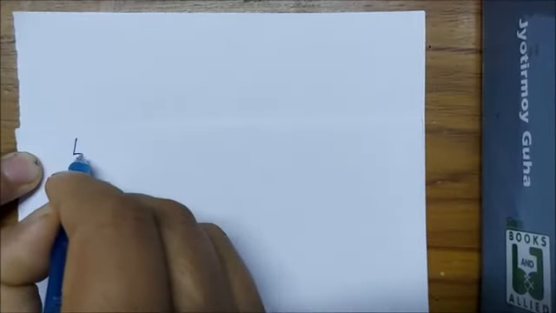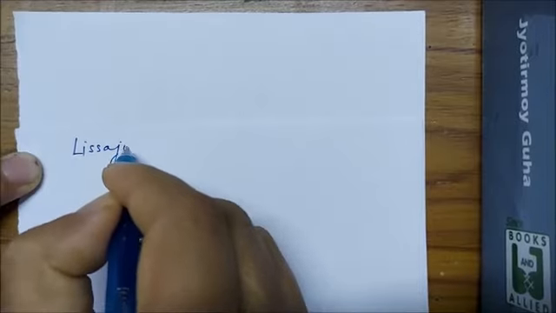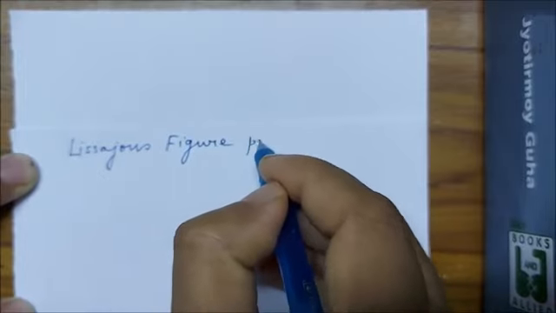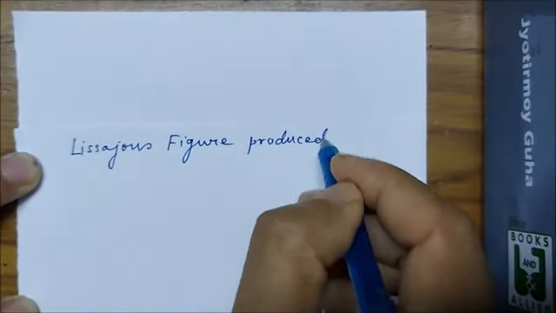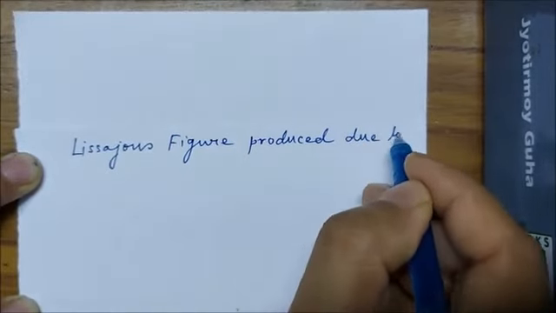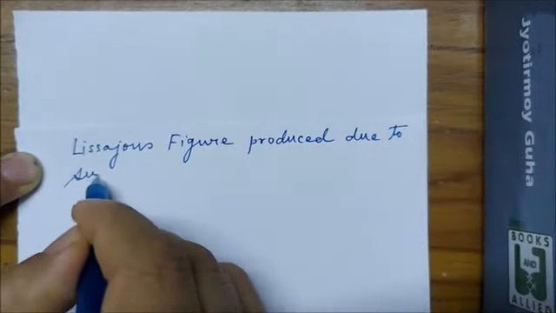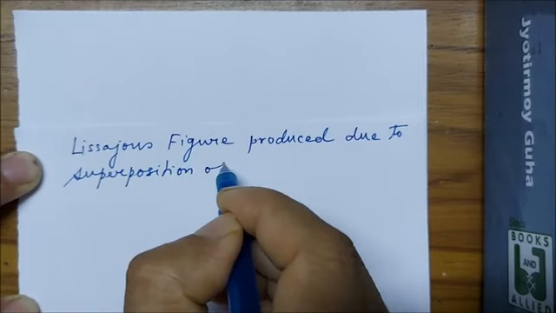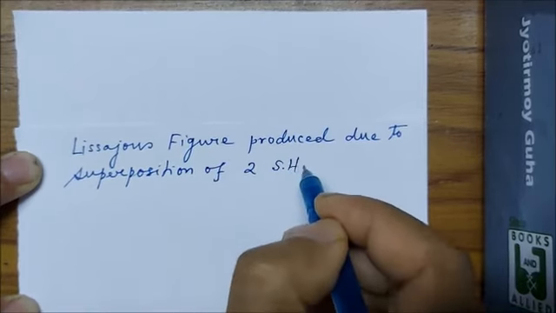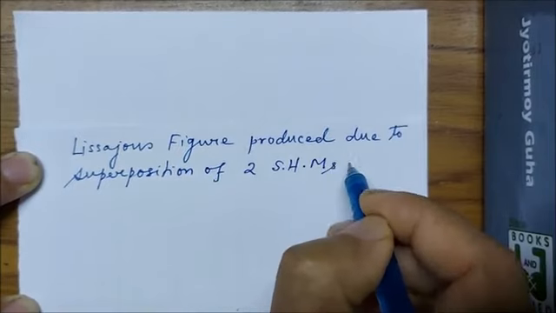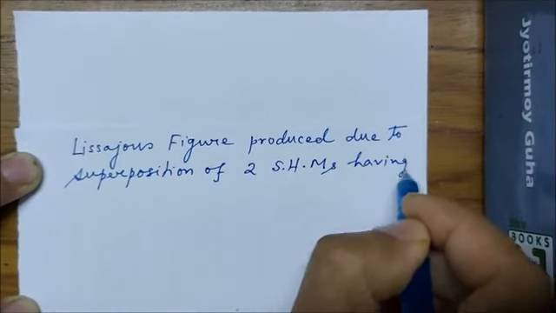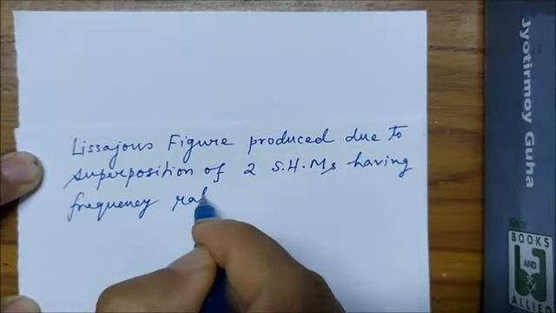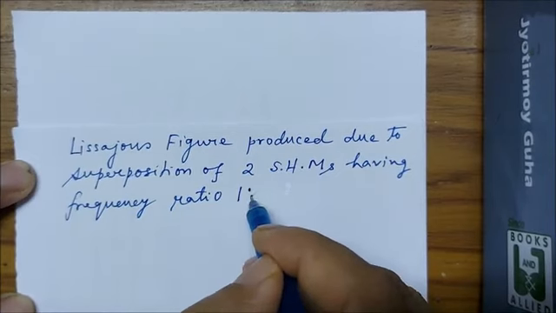In this class, we will discuss the Lissajous figure that is produced due to superposition of two simple harmonic motions having frequency ratio 1:2.